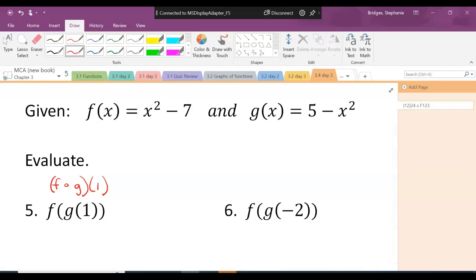So here's what we're going to do. We're going to start in the middle. You know how with parentheses, you always start inside and work your way out? So what I want you to do first is find the value of your g function when x is 1. We always start on the inside and we work our way out, just like with regular parentheses. So plug 1 into the g function and simplify that out.